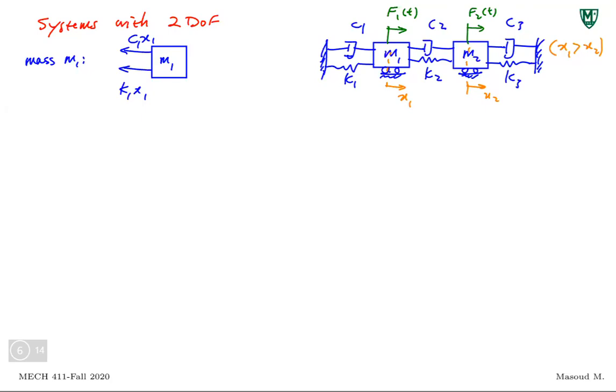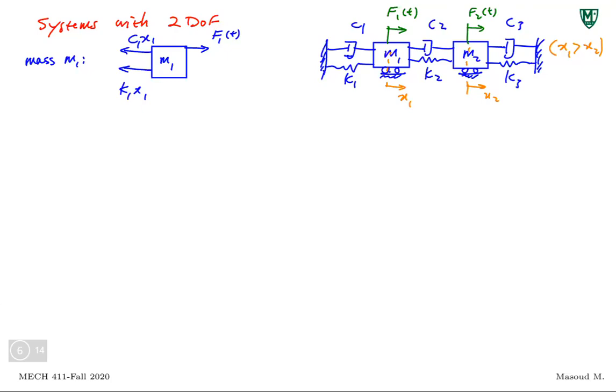We also have F1(t), that is an external force applied to the system. We already know that, so I'll put it here. Here is the tricky part. For the springs and dampers between two masses, I made the assumption that X1 is greater than X2. Listen carefully to this. There's a lot of mistakes that happen here. I made the assumption that X1 is greater than X2.